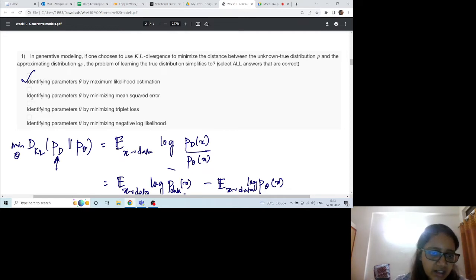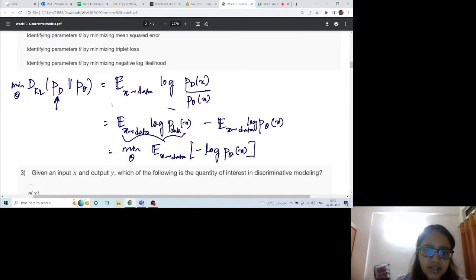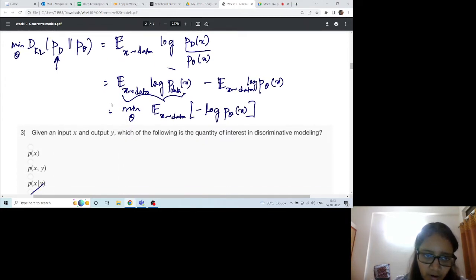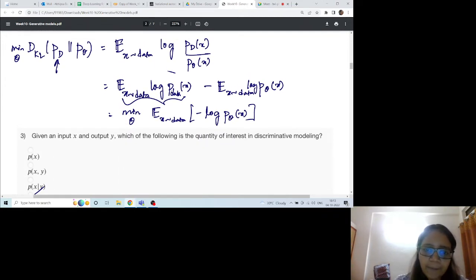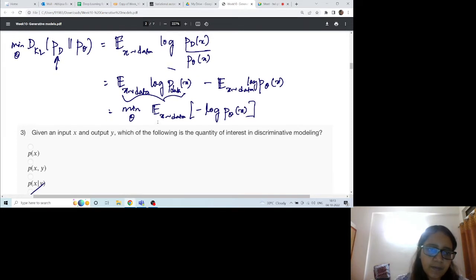So you can see that these two are obviously not there. So yeah, minimizing mean squared error and minimizing triplet loss, they are all obviously not true. So yeah, this is how you minimize the, so you maximize the maximum likelihood estimate.